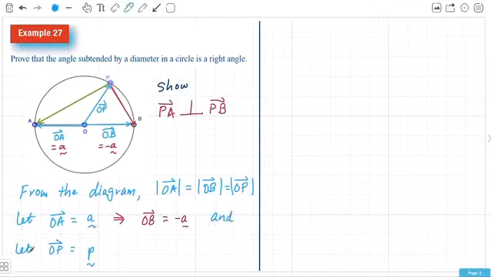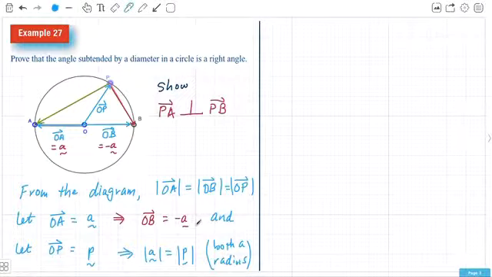So we'll also let O to P equal P. That implies, from the knowledge that we already have, we know that the modulus of A equals the modulus of P, because they're both a radius of that circle. So that's a bit of information that we have so far. Now what we're going to need to do for our proof is to prove this.